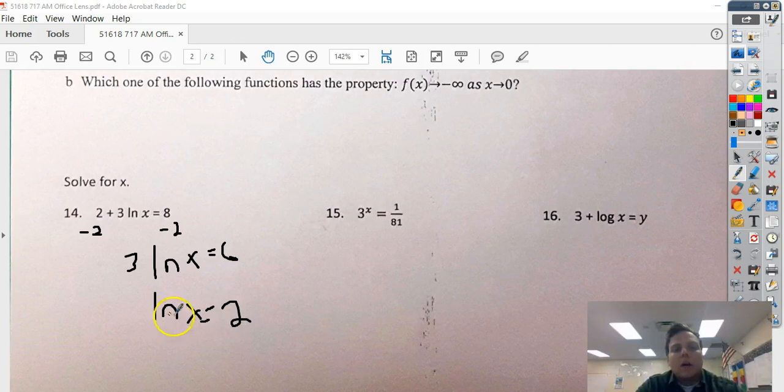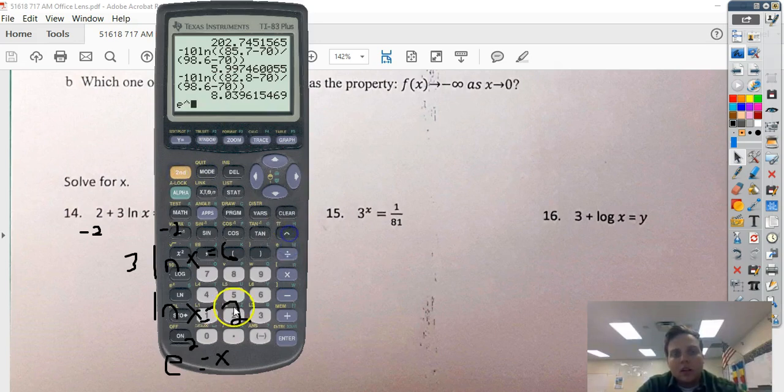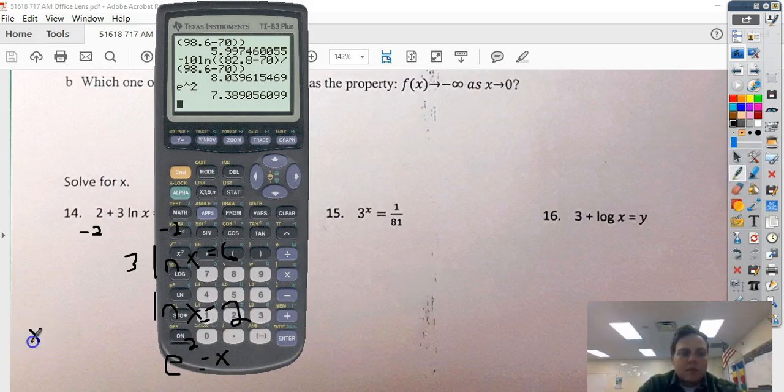So now I want to change form. So what's the understood base for natural log? e. So I say e, take this number, it becomes your power, e squared equals x. And you should be able to at least go to your calculator and approximate it. I could ask you either form for the test. So you should be able to go to your calculator and approximate and see that 7.389, let's just round to the thousandths. So x is approximately 7.389.